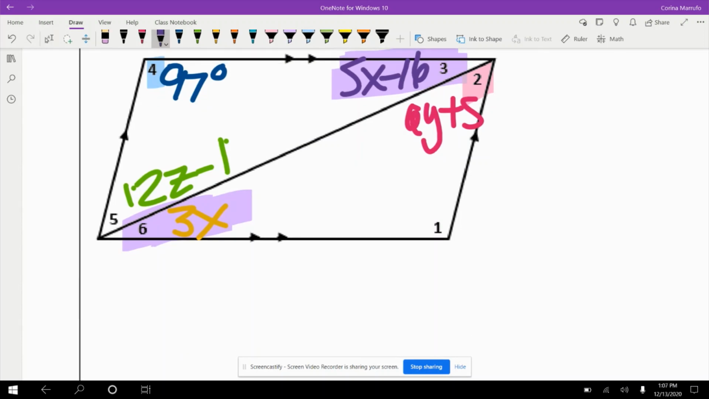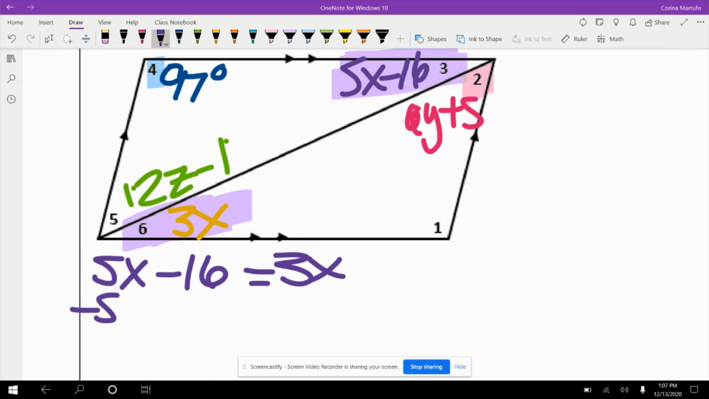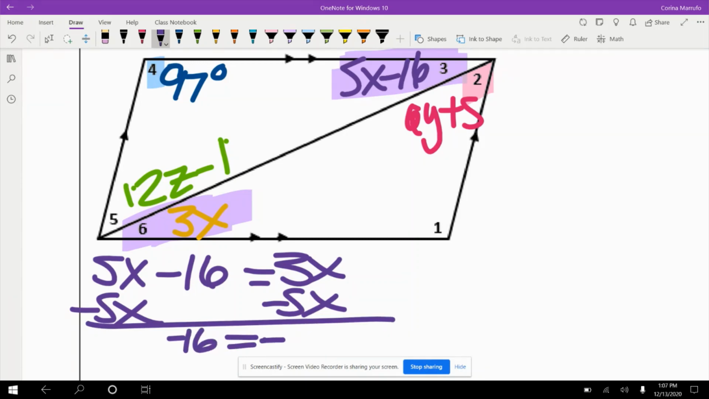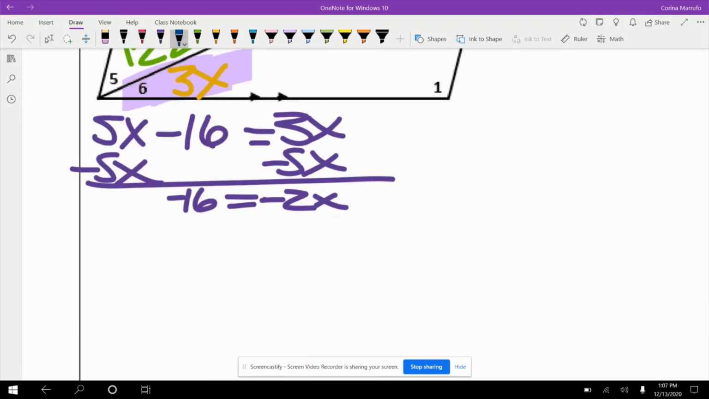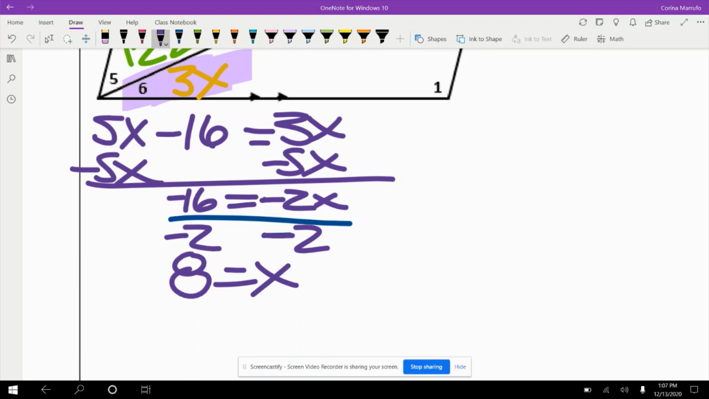Okay, so I'm going to go ahead and do my work here. Since they're alternate interior angles, that means that they are the same. They are equal. So I'm going to go ahead and move over the 5x. And so we get negative 16 equals negative 2x. Okay, and then from there, to solve for x, we're going to divide by negative 2. And negative 16 divided by negative 2 gives us 8. So 8 equals x. Okay, so there's one of our solutions.